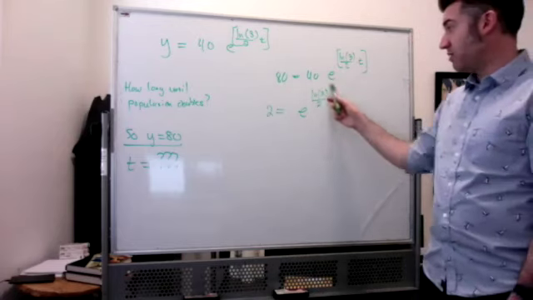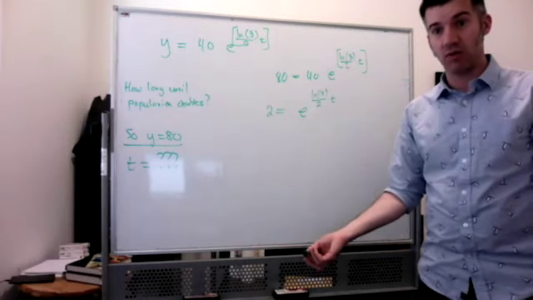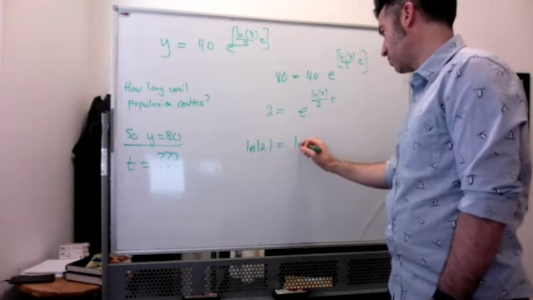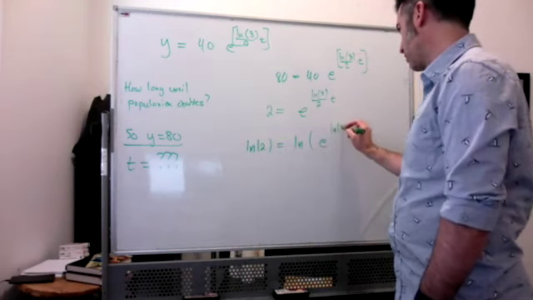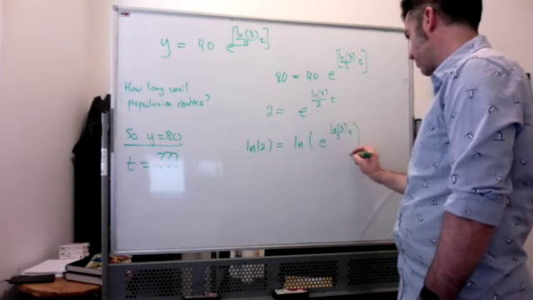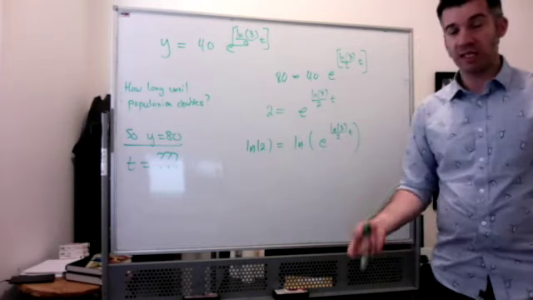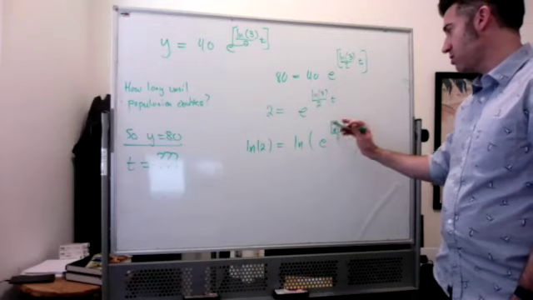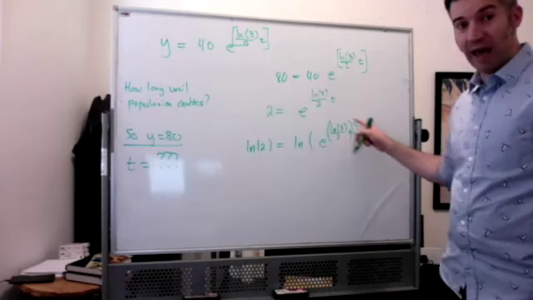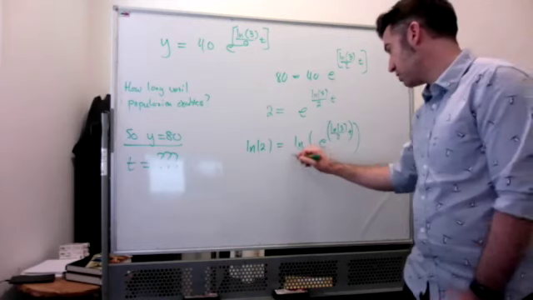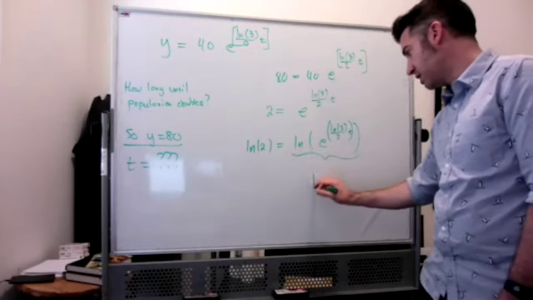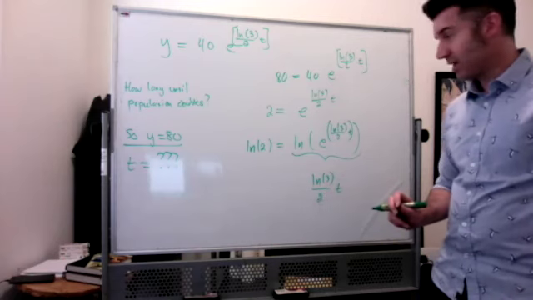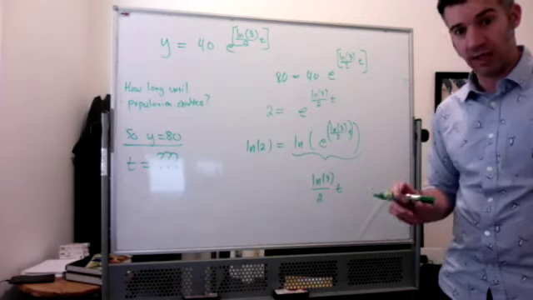And then to get this variable out of the exponent, we take the natural log of both sides. So the natural log of 2 equals the natural log of e to the natural log of 3 over 2 times t. All right, here's what you're going to see over and over and over again. When you take the natural log of e to some power, you just end up getting that power. So this whole expression here is just equal to the natural log of 3 over 2 times t. I can talk more about that in just one sec.